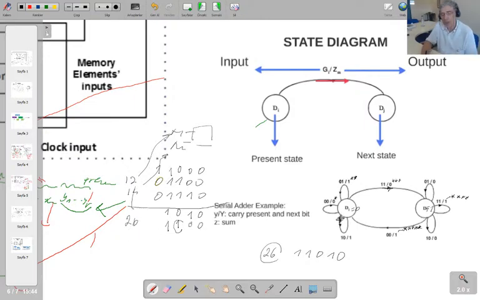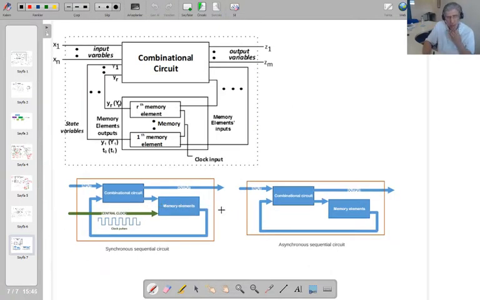So what I have done here, I have represented a sequential circuit by a state diagram, and this state diagram is the model for that sequential circuit. So the last slide tells us another way of showing the sequential circuit. You can show it like that in general, or you might show it like that. These are representing the same thing.